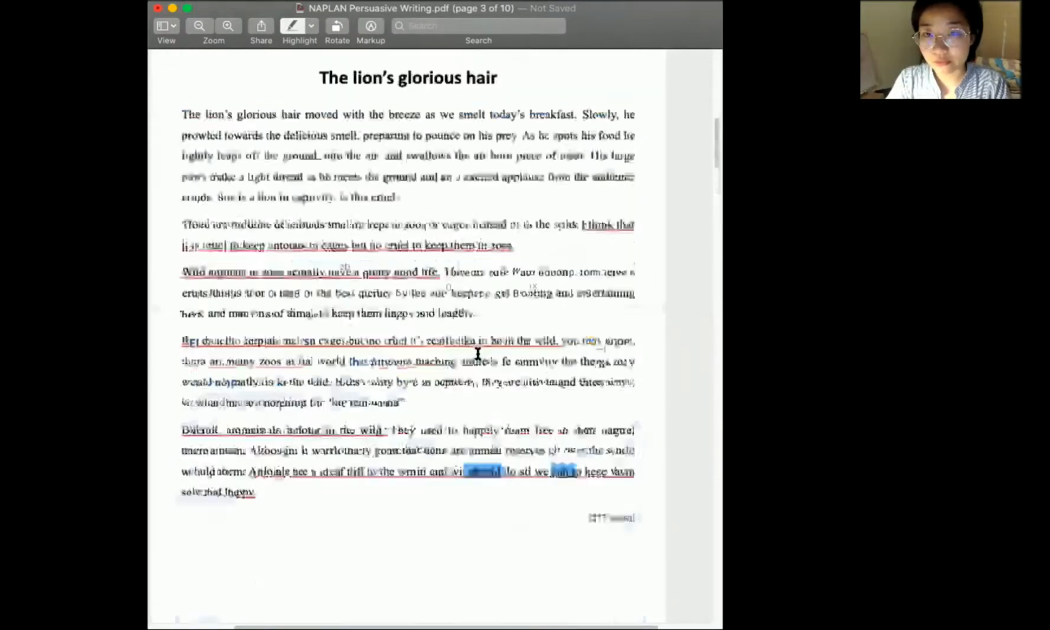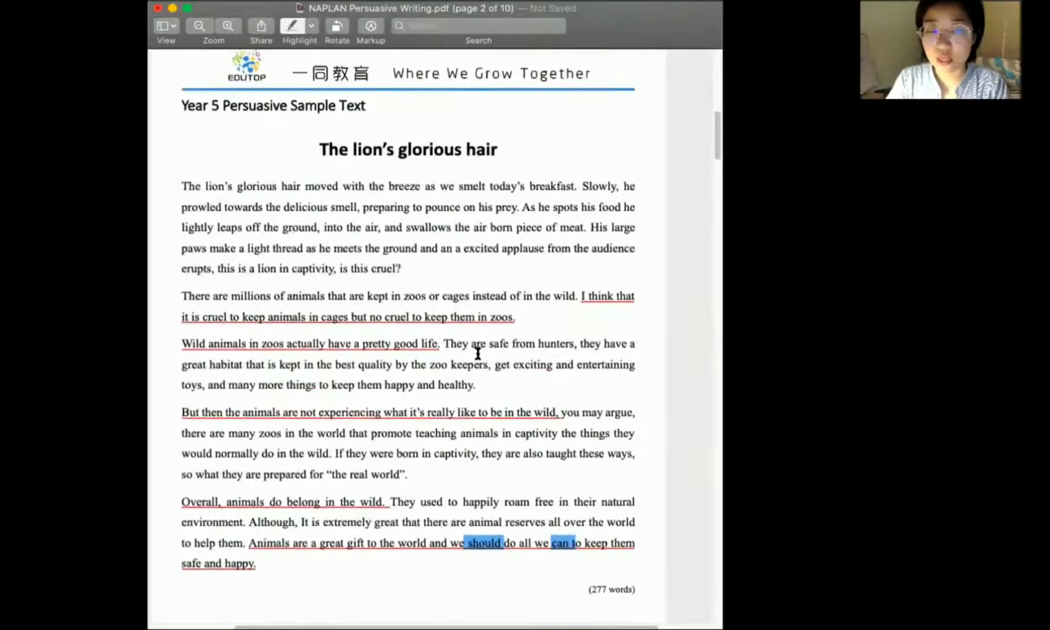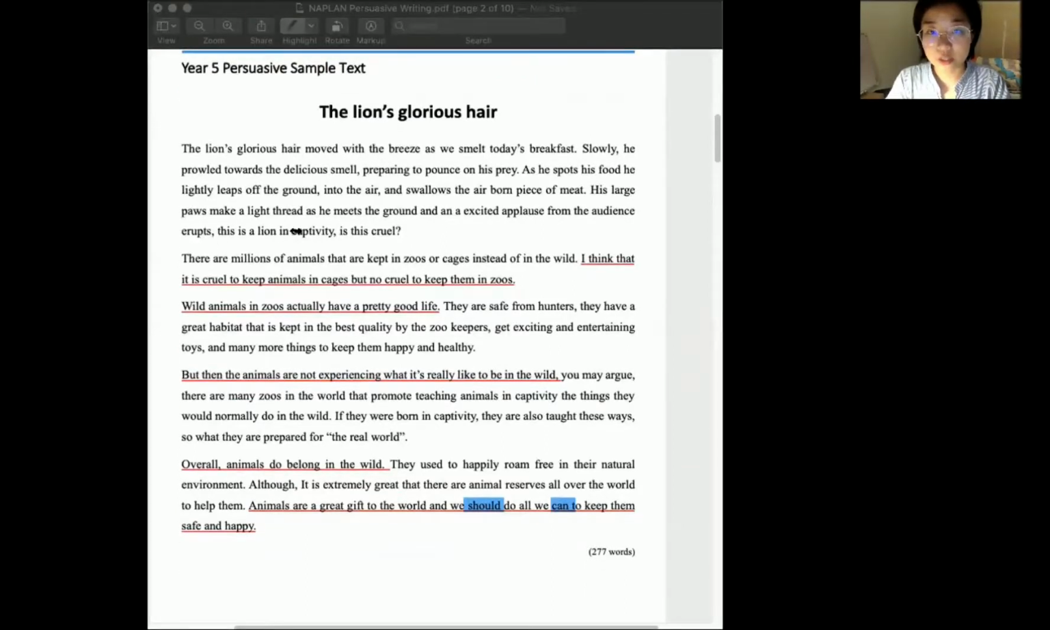Next one is adverbs. Adverbs are used to modify adjectives or verbs. So let's see whether we can find some. I will use the color yellow to highlight it in this text. And you can pause here and find it yourself. Later on, you're going to check with me. Now, we're back, and in the first paragraph, actually, slowly is one great example. And we have lightly leap off the ground.